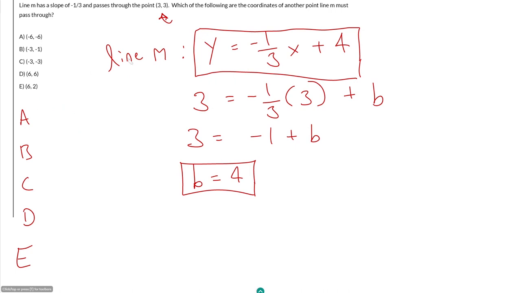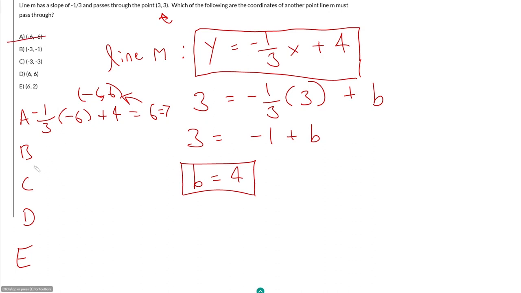So is negative 6 on our line? When I plug in negative 6 for x, does it spit out negative 6 for y? Let's see. Negative 1/3 times negative 6 plus 4. Negative 1/3 times negative 6 is just 2. So 2 plus 4 is 6. So this gives us positive 6. Negative 6, positive 6 is a point on our line, but this is not.